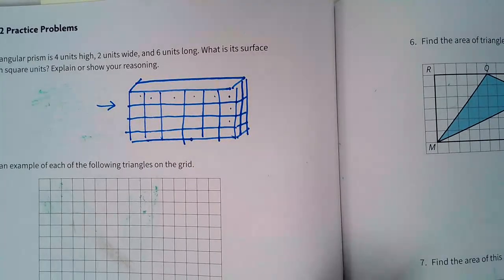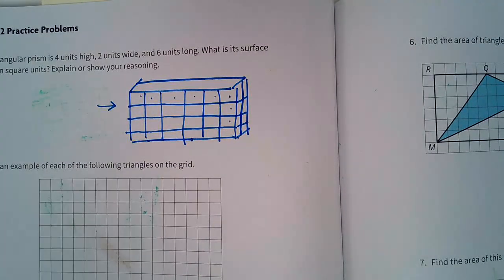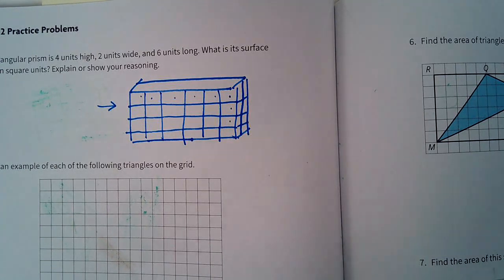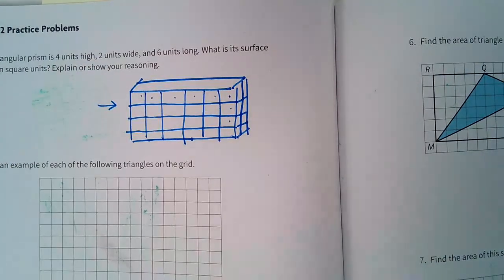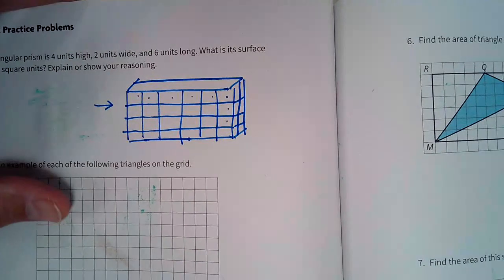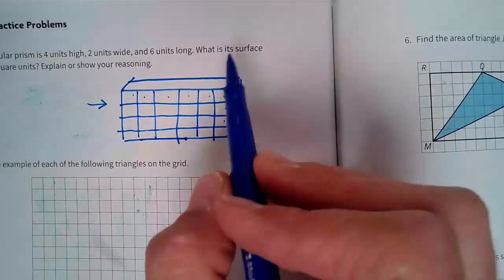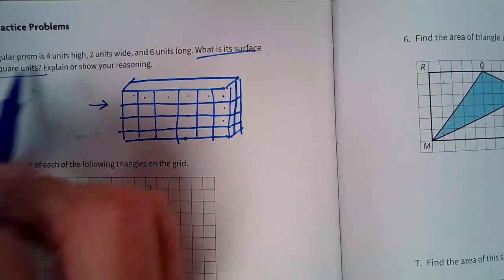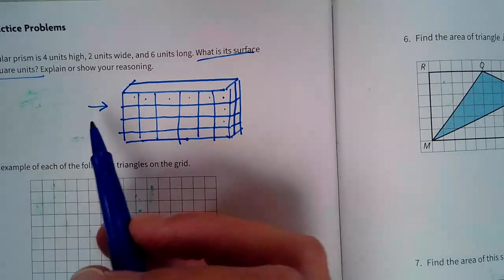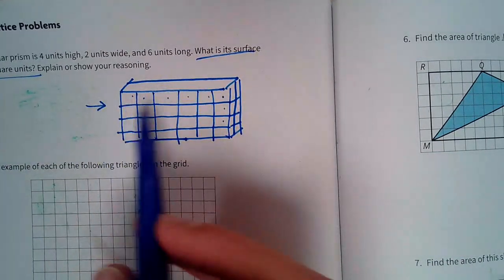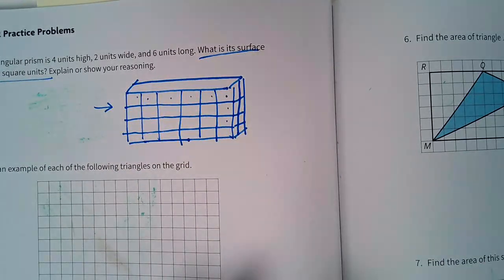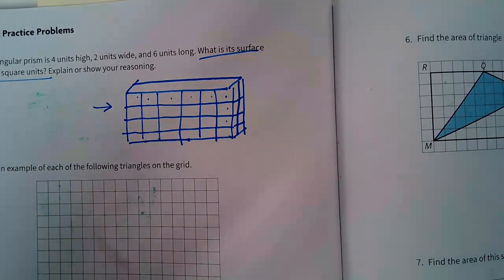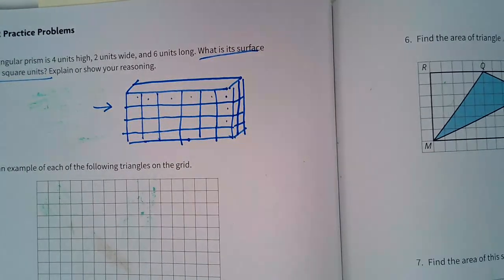Now again, if you draw this differently, that's okay, as long as you can represent 4 units high, 2 wide, and 6 long. And it does ask, what's the surface area in square units. So it says you can explain or show your reasoning. However you want to do that is up to you. If you wanted to draw it or come up with another method that you could explain in a sentence or two, I'm fine with that.